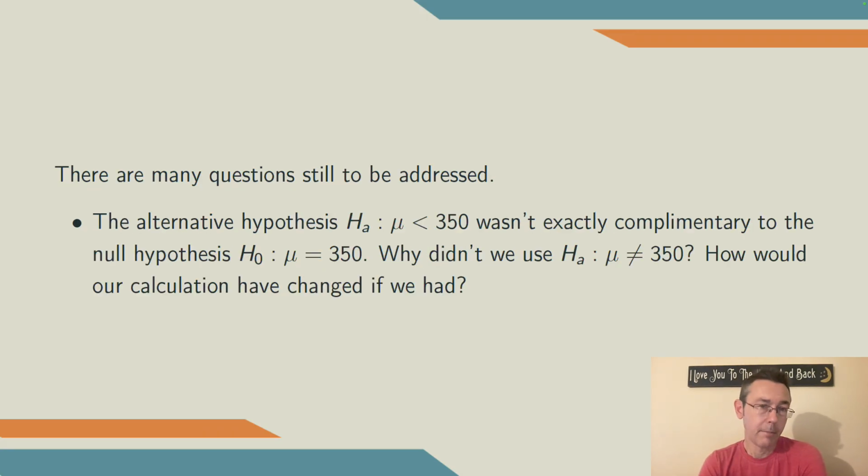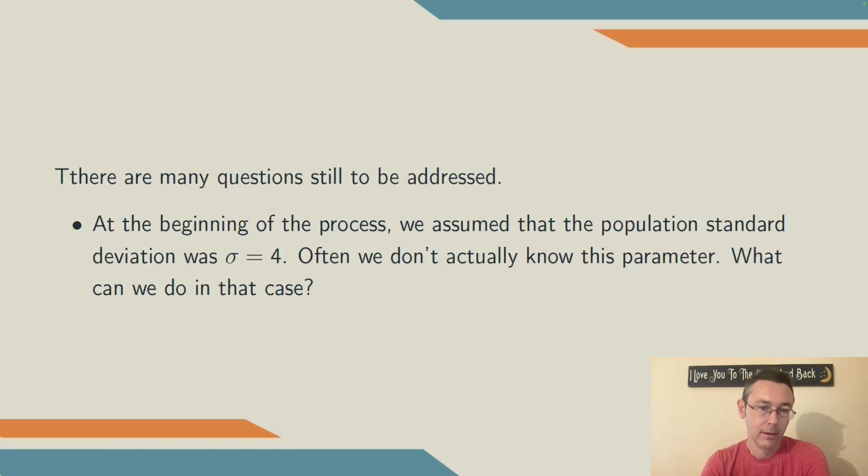Secondly, the alternative hypothesis that we used in this example, mu less than 350, isn't exactly complementary to the null hypothesis that mu is 350. So why didn't we use an alternative hypothesis that does exactly contradict that null? And if we had done that, how would our calculations have changed? So as we get into this, we have to start thinking about the difference between a one-sided alternative hypothesis and a two-sided alternative hypothesis.